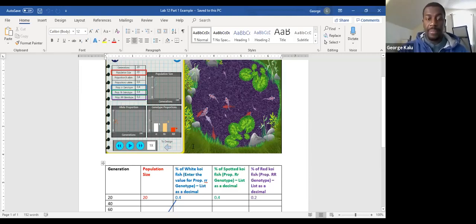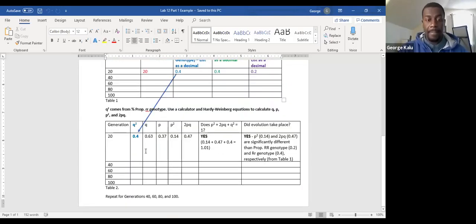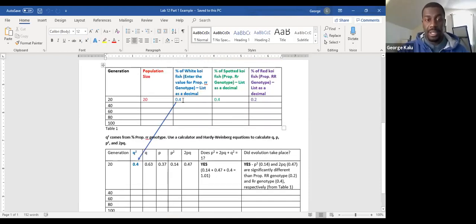Okay. Then from there, table 2 is going to be this one over here, where you actually use the Hardy-Weinberg equations. So you're going to take your percent of homozygous recessive, which was 0.4. That's going to become your q squared. And then using your calculator, you're going to calculate q, p, p squared, and 2pq. Okay. So this is not in your lab manual. This is completely different. What was in our lab manual, we're not able to do. So activity 2 in the lab manual, you're not doing. This is going to be our activity 2, this simulation here.